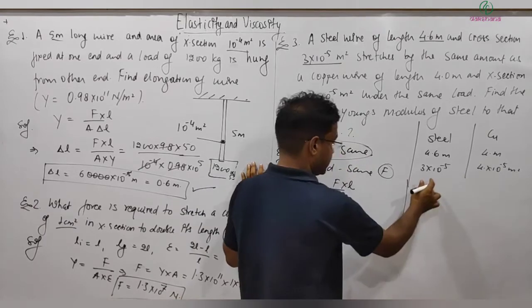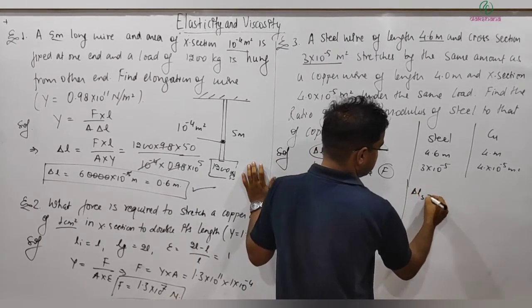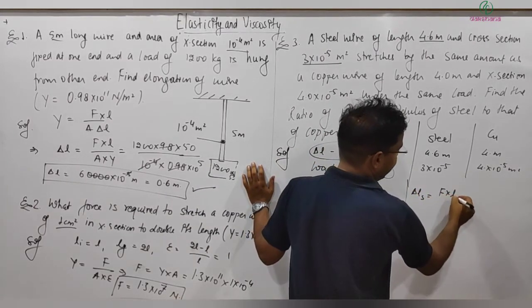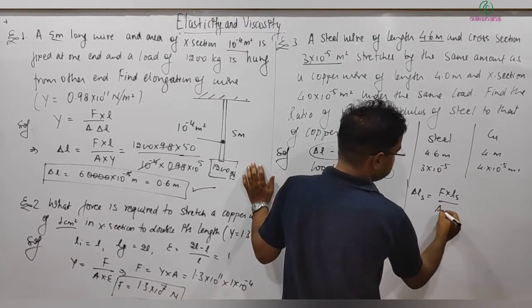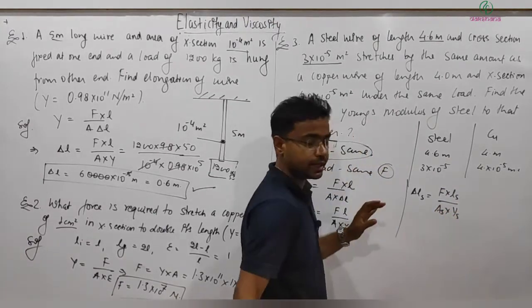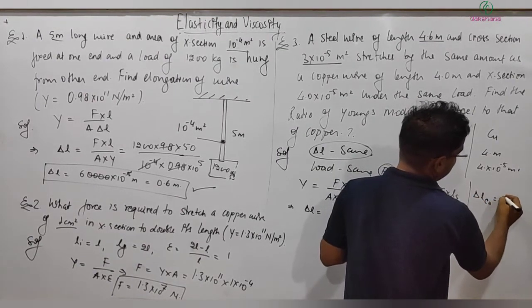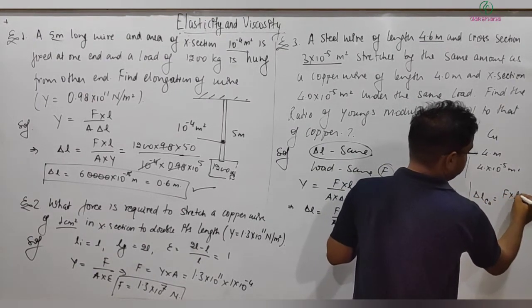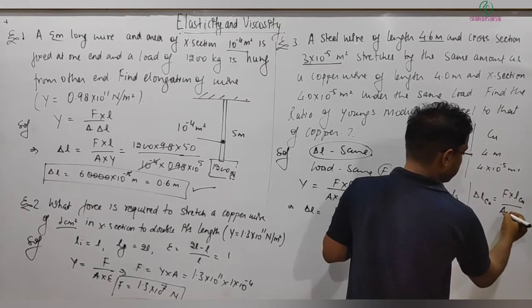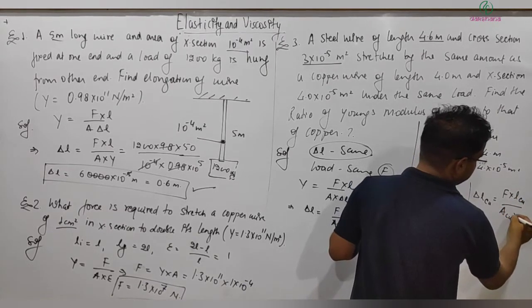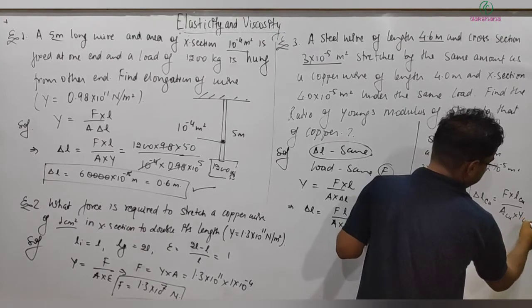So now see, I can write delta L for steel will be equal to force into L steel divided by area of steel into Young's modulus of steel, right? And similarly delta L for copper will be equal to force multiplied by L copper divided by area of cross section of the copper multiplied by Young's modulus of copper, right?